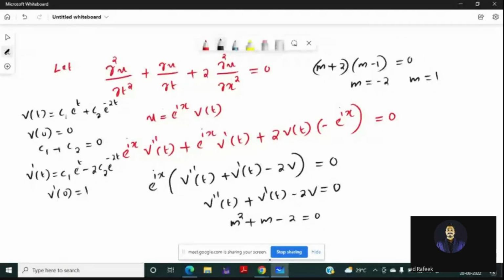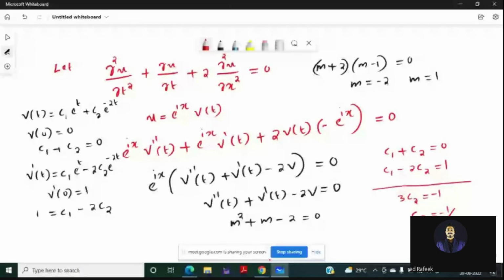So V dash of 0 is equal to 1. From this, 1 is equal to C1 e raised to 0, which is anyway 1, minus 2C2. Solve these two equations. First equation, C1 plus C2 is equal to 0. Another is C1 minus 2C2 is equal to 1. Subtract it: 0 and 3C2. 3C2 is equal to minus 1, so C2 is equal to minus 1 by 3. So C1 is equal to plus 1 by 3.